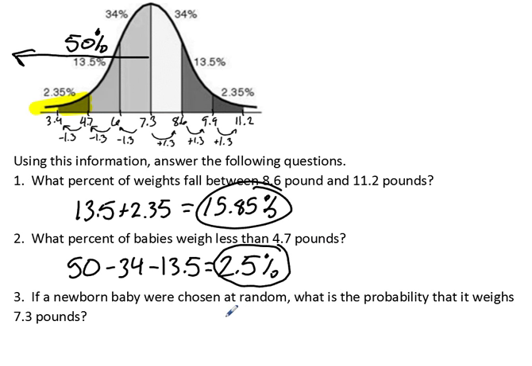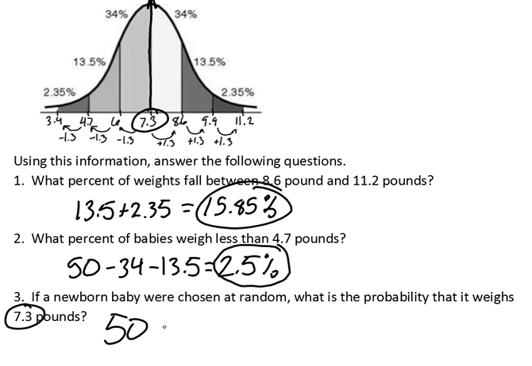If a newborn baby were chosen at random, what is the probability that it will weigh 7.3 pounds? So let's find 7.3 on our curve. It's right there in the middle. It was the mean. And since this spot divides our curve in half, it's sitting at the 50% mark.